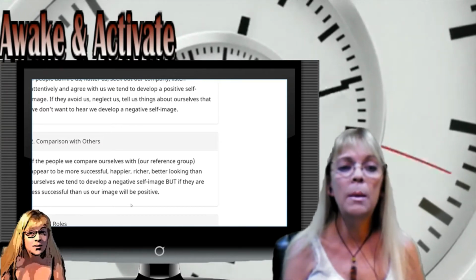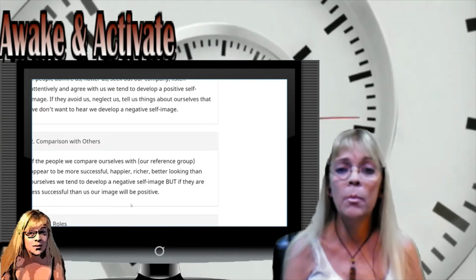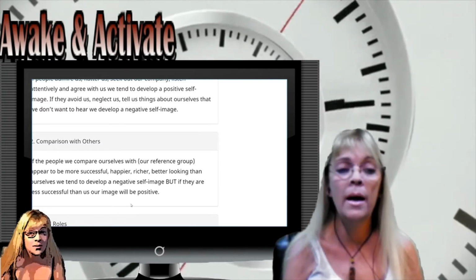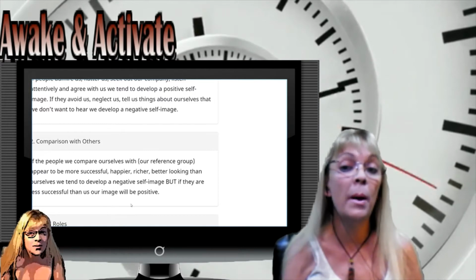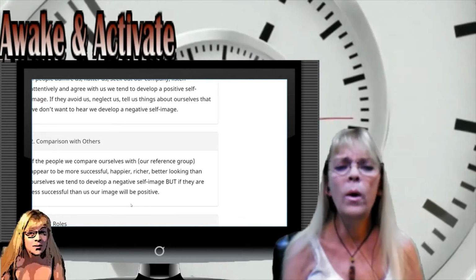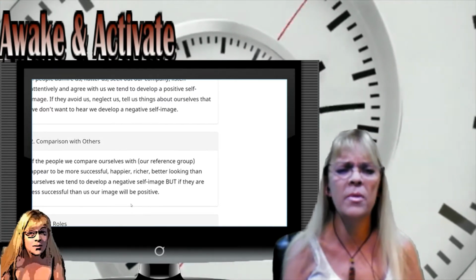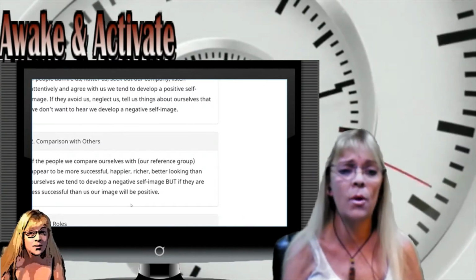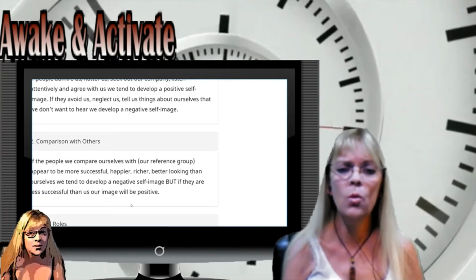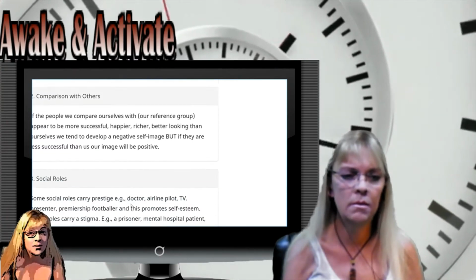Number two, comparison with others. If the people we compare ourselves with (our reference group) appear to be more successful, happier, richer, better looking than ourselves, we tend to develop a negative self-image. But if they are less successful than us, our image will be positive.